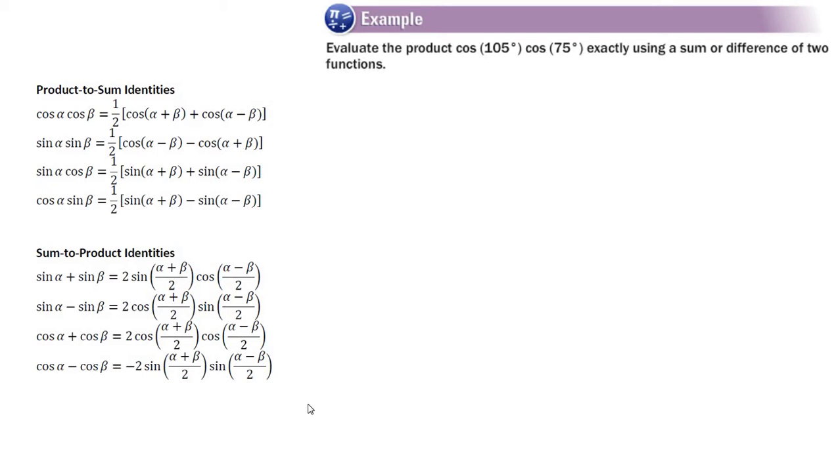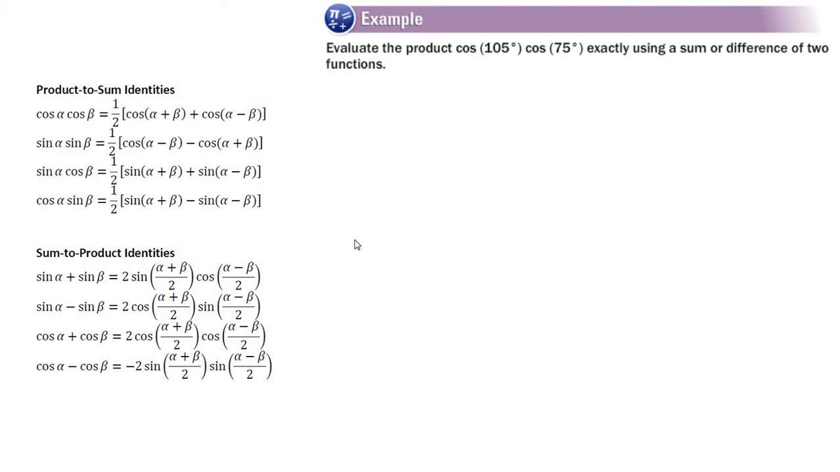So I want to show you an example here. So again, we've got a bunch of them. Our product to sum, just like they sound. You take something that's multiplied, cosine times cosine, you turn it into the sum, right? Addition. Sine times sine, sine times cosine, cosine times sine. Sum to product, just the opposite. You take something that's added together, sine plus sine, turn it into something that's multiplied together. So there's different reasons, different situations where these would pop up.